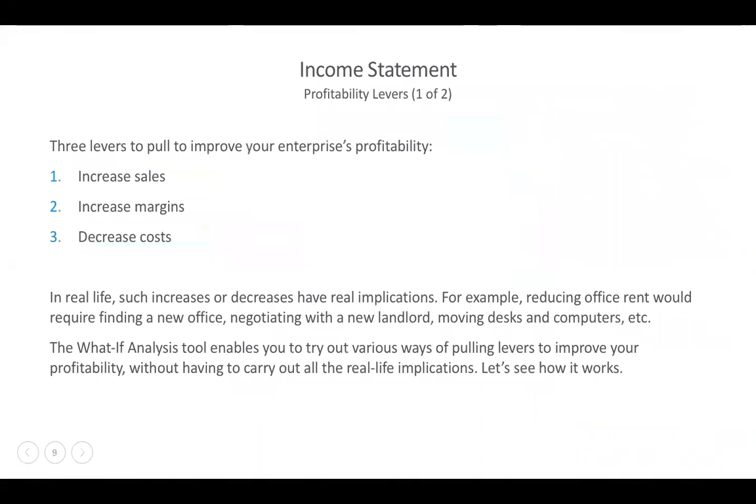Well, very simply stated, you can pull 3 levers to increase your enterprise's profitability. You can increase sales, increase margins, or decrease costs. Now, in real life, such increases or decreases have real implications. For example, if you want to decrease your costs by reducing office rent, you might need to find a new office, negotiate with a new landlord, move your desks and computers, and so forth.